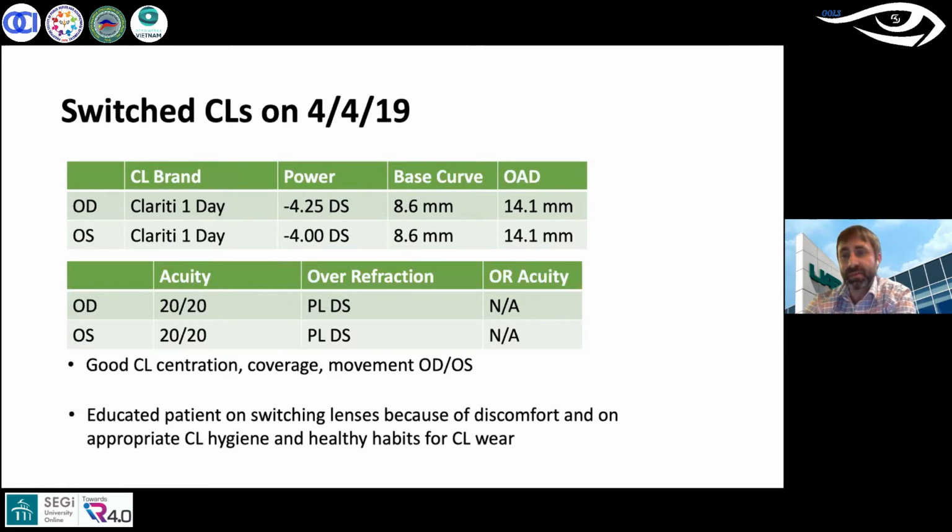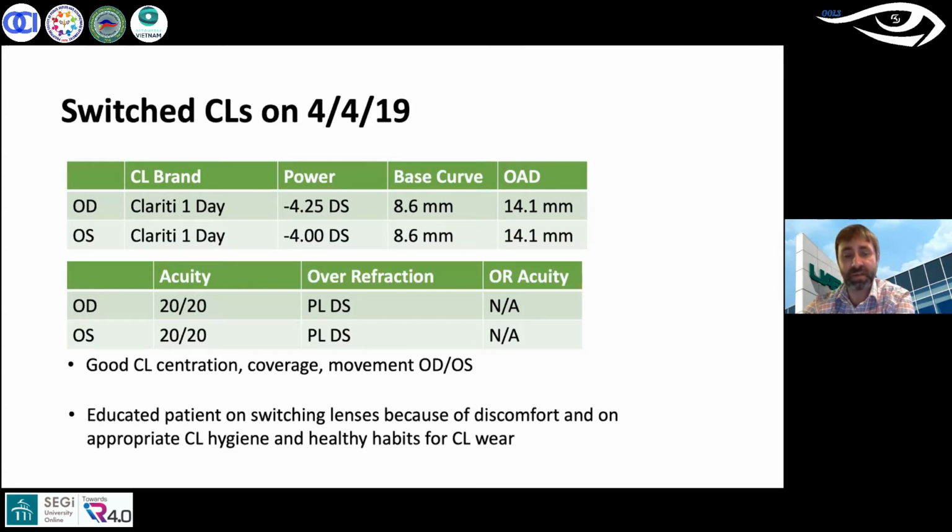And when a student's working with me, I just have them pick their favorite lens. I don't really have a preference because one lens might work well for one patient and not for another, and vice versa. This patient started off with the Clarity 1 day. We put it on. The patient could see great, 20/20 in both eyes, no over refraction. It fit well. And we educated the patient specifically at that visit.